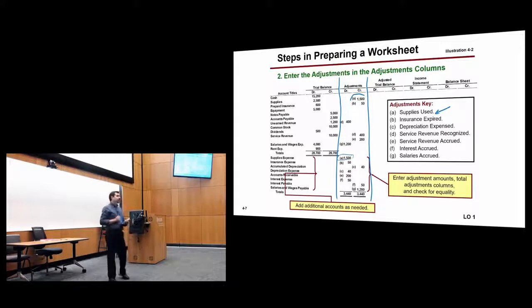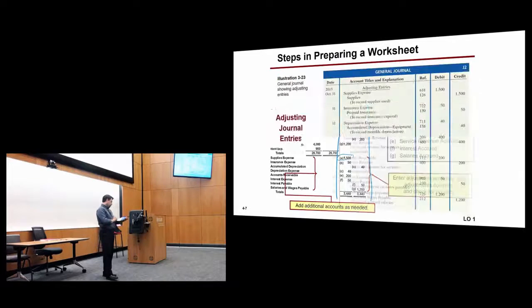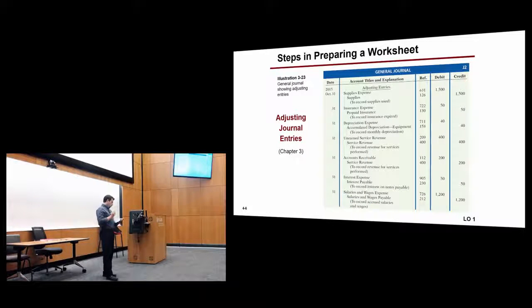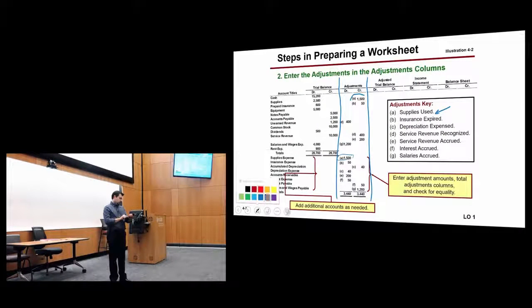We have insurance expired. This is to record the insurance that has expired. What did we do before? We debited insurance expense, we credited prepaid insurance, right? For the value of $50. So in this case, what do we have? We have B. Sorry, insurance expense. It was not included in the original balances, so what do we do? We add it here.